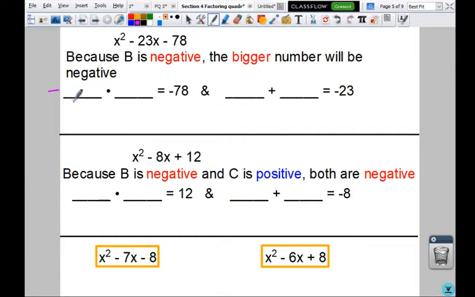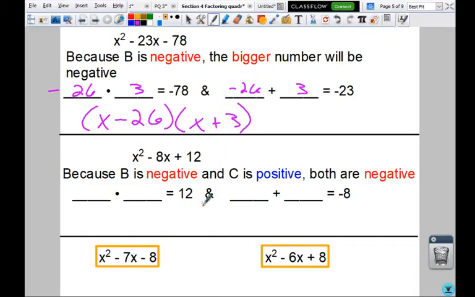So if I have negative 26 times 3, it's negative 78. Negative 26 plus 3 is negative 23, which means for my factored form, x minus 26, x plus 3. So like I said, if you don't know what numbers you can multiply together, just pick a number and pick stuff to divide by. I picked 3 randomly, and I got negative 26.